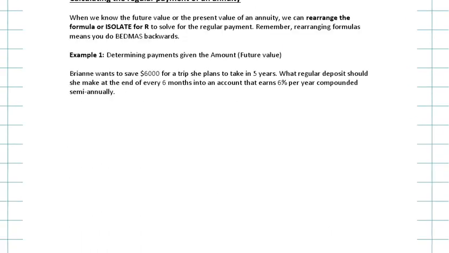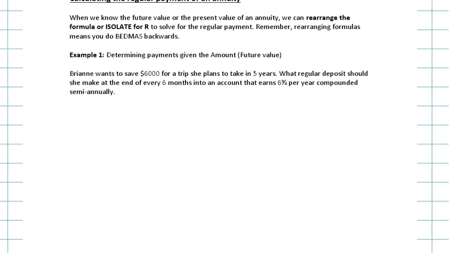The example is determining payments given the amount for the future. Brienne wants to save $6,000 for a trip she plans to take in 5 years. What regular deposit should she make at the end of every 6 months into an account that earns 6% per year compounded semi-annually?